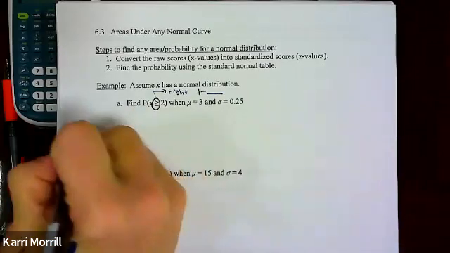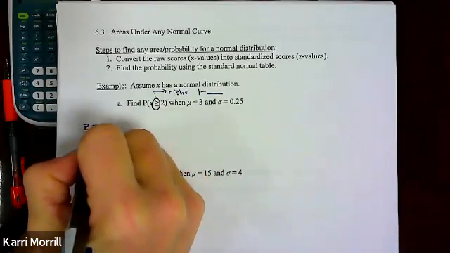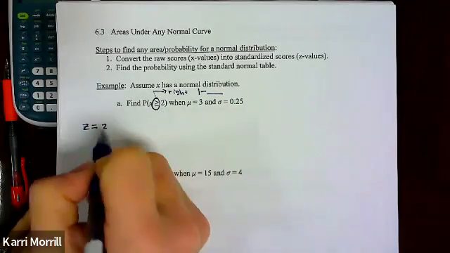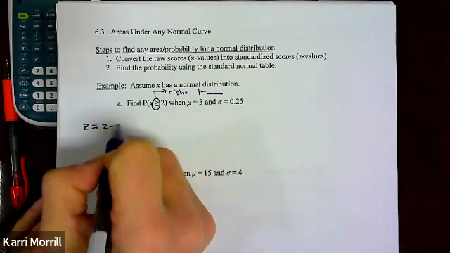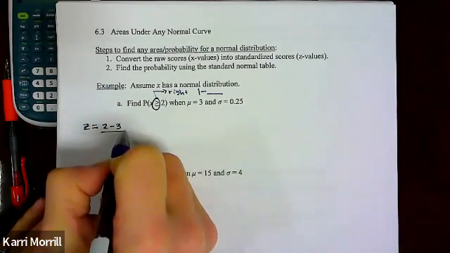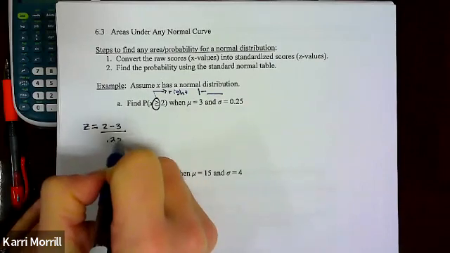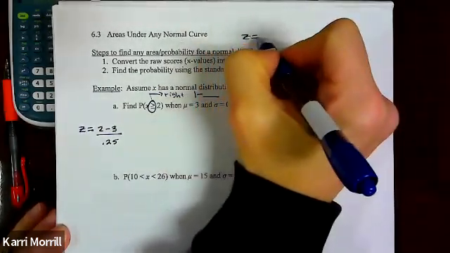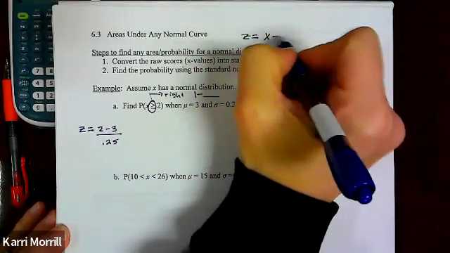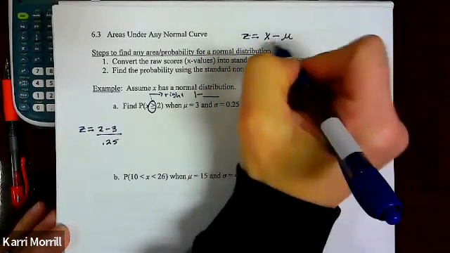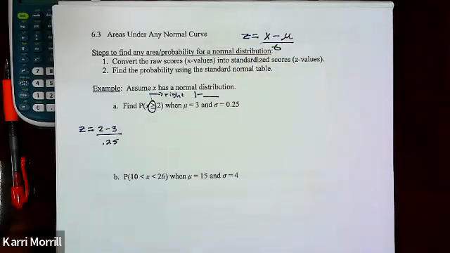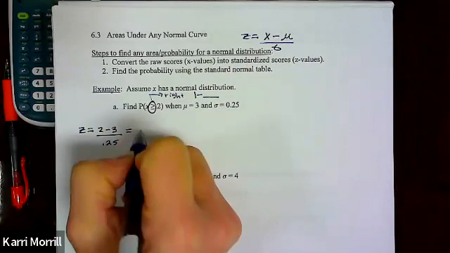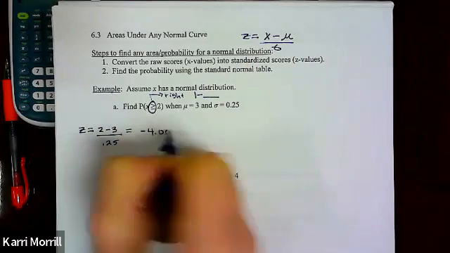So we know that our z-score formula is taking our x value, which is 2, minus our mean, which is 3, and putting that over our standard deviation of 0.25. If you want, you could write that z-score formula up here. If you didn't remember what it is, it's our x value minus our mean divided by our standard deviation. So when we do that math, you're going to get a negative 4.00.